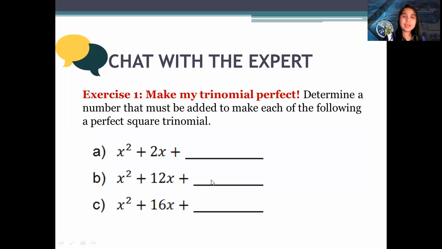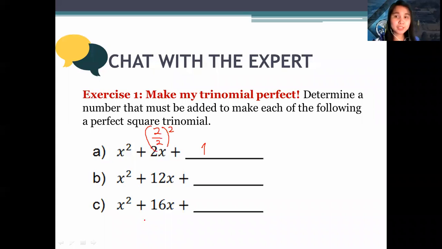For example, exercise number 1 is make my trinomial perfect. Now, in the chat box for A, what should be the last term so that it is a perfect square trinomial? Give your answers in the chat box. Ready? Very good. It must be 1. How will we do it? Remember, 2 divided by 2, square it. So 1. Very good.